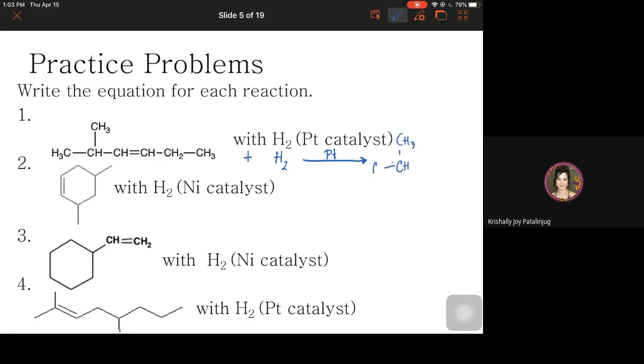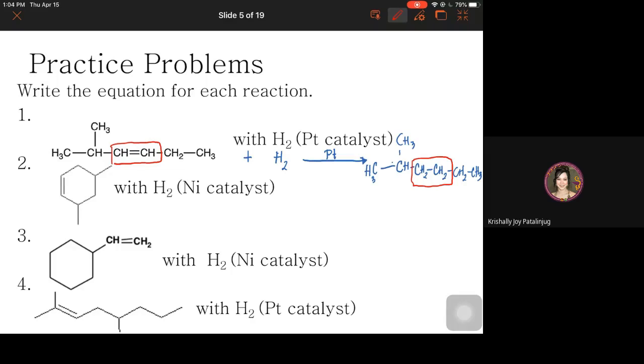So the product would be this. You can also try it in your notes. CH2, then CH2, CH2, CH3. Okay, so this is it. This is the part that changed. That is where the catalytic hydrogenation reaction happened.